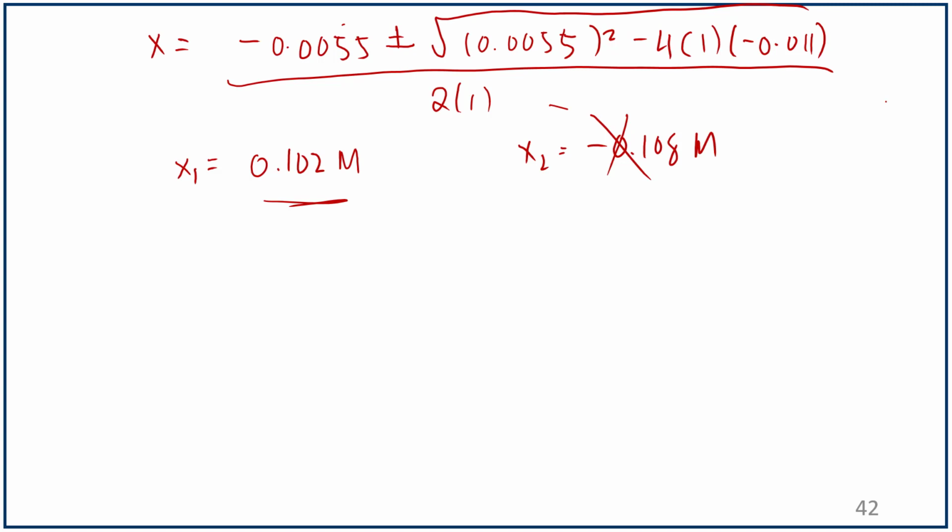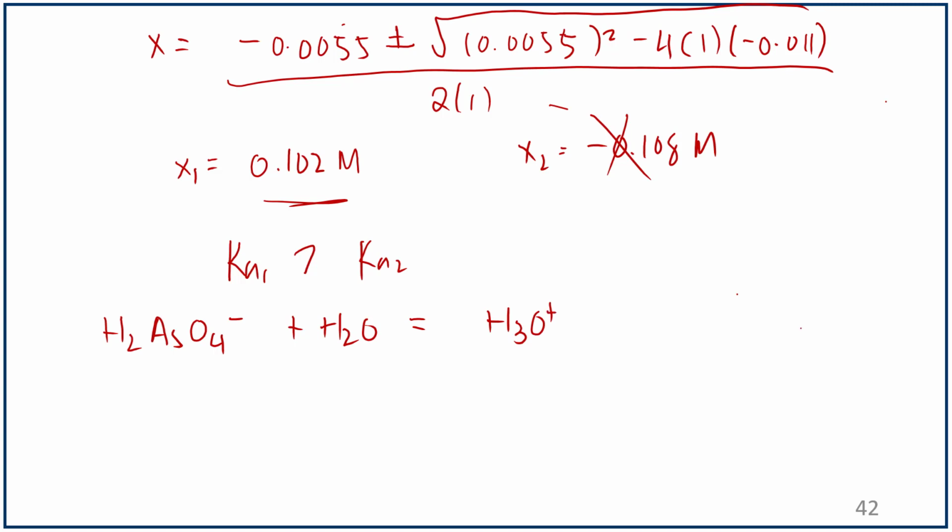Okay, now again, remember that Ka1 is greater than Ka2. That actually means that if Ka2 is very small, remember that the equation pertaining to Ka2 is this equation: H2AsO4 minus plus H2O is equal to H3O plus plus HAsO4 2 minus. Again, this is Ka2.